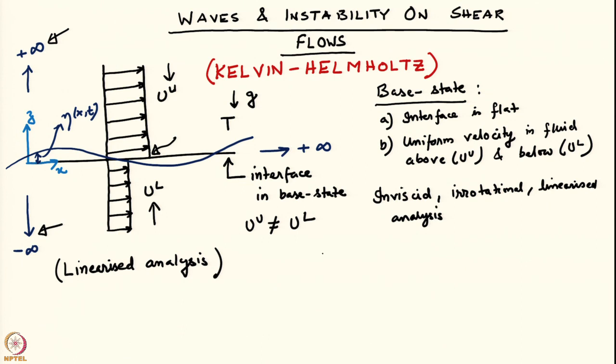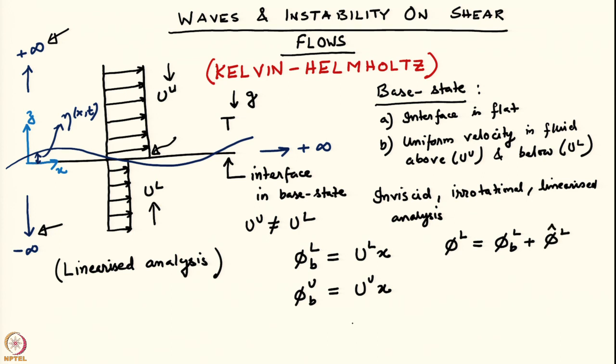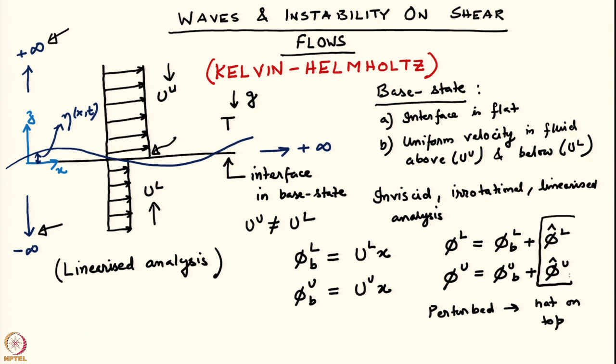So let us proceed. Our base state is inviscid and irrotational. I will indicate the base state with a subscript B. In the lower fluid, the velocity potential is UL times X. If you take the derivative of this with respect to X, you will get UL. The derivative of the velocity potential with respect to X gives us the X component of velocity, and there is no Y component, so the derivative with respect to Y is 0. Similarly, for the upper fluid, it is UU times X. We will in general write our total velocity potential as base plus perturbation. Perturbed quantities are indicated with a hat. Similarly, for the upper fluid, we will write base plus perturbation. And when we say we are doing a linear analysis, we are going to retain only things which are linear in the perturbation variables.